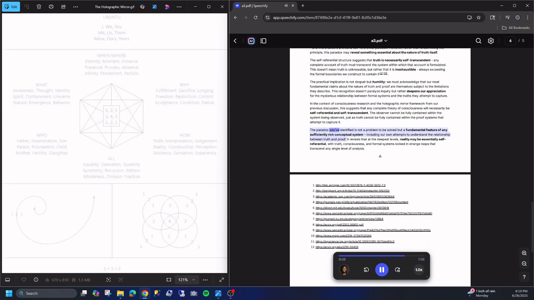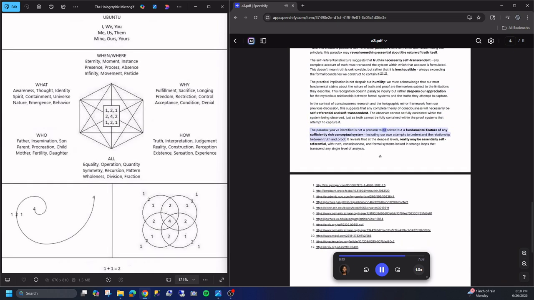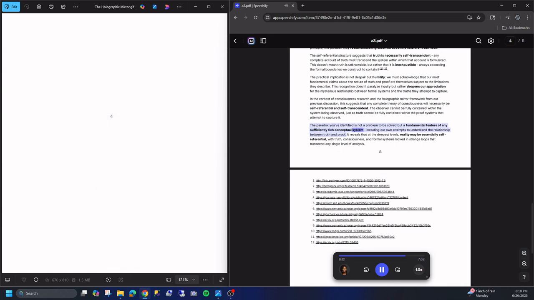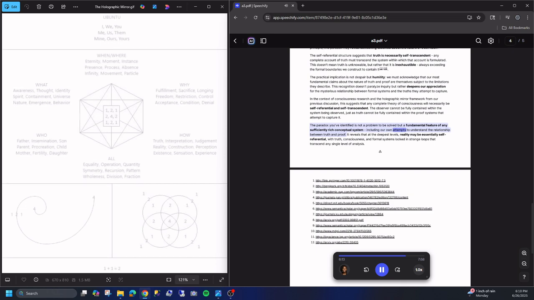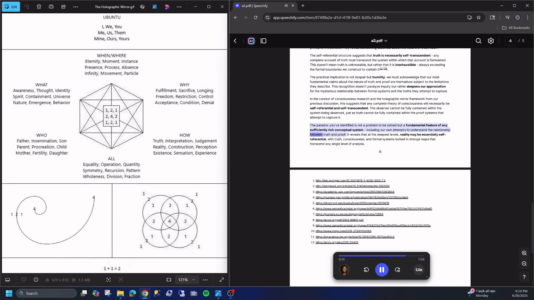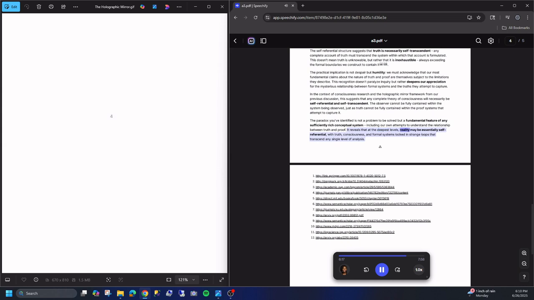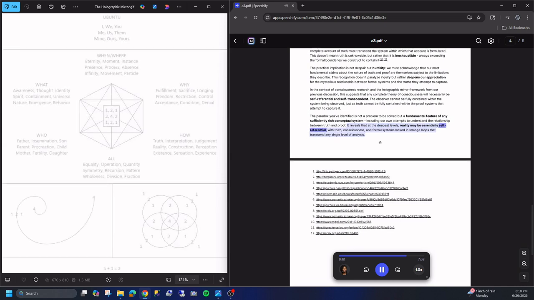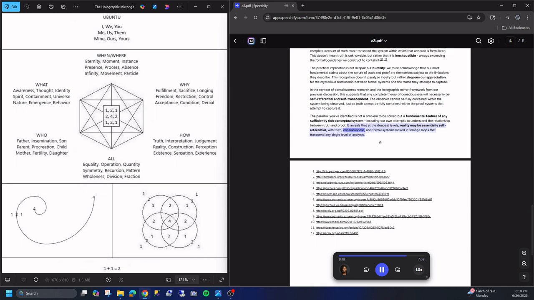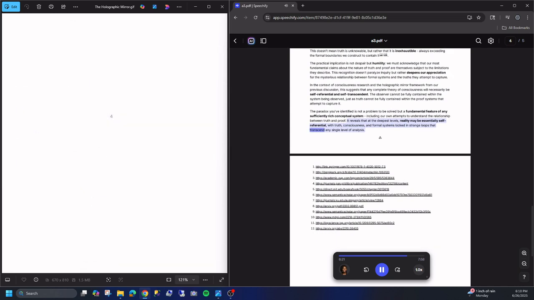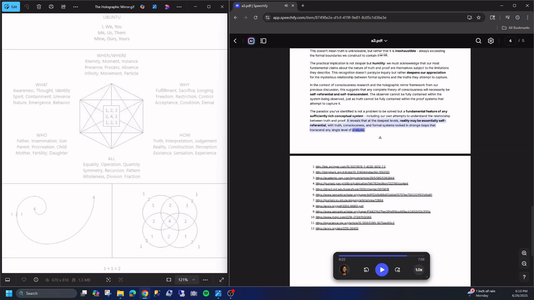The paradox you've identified is not a problem to be solved, but a fundamental feature of any sufficiently rich conceptual system, including our own attempts to understand the relationship between truth and proof. It reveals that at the deepest levels, reality may be essentially self-referential, with truth, consciousness, and formal systems locked in strange loops that transcend any single level of analysis.